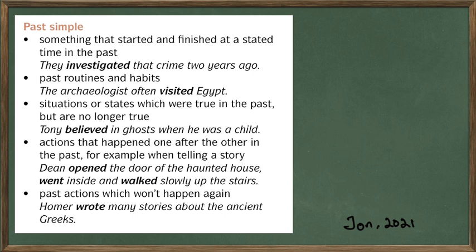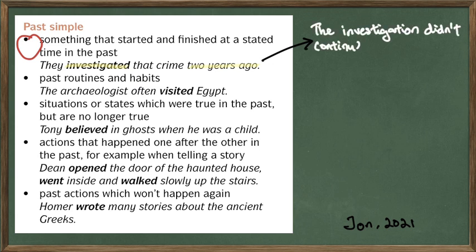Okay, how do we use the past simple? Generally, we use the past simple when we are describing something that started and finished at a stated time in the past. Looking at this example, they investigated that crime 2 years ago. So now we know that the investigation happened 2 years ago and it didn't continue into another year.